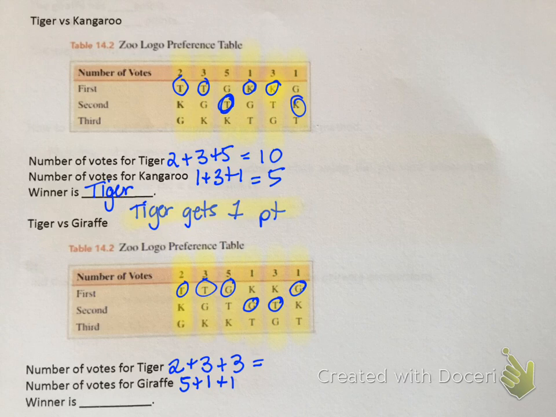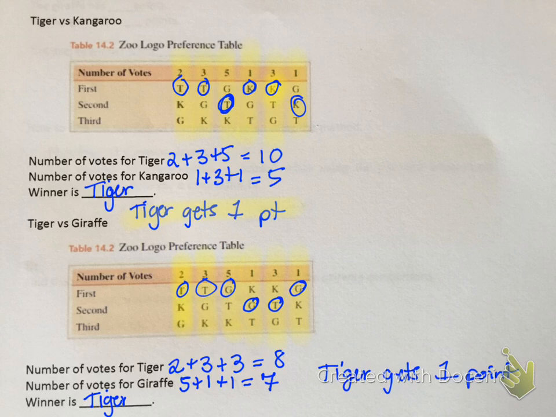So Tiger is 2 plus 3, that's 5. 5 plus 3 is 8. And Giraffe is 5 plus 1, which is 6. 6 plus 1, which is 7. So the winner is Tiger. So Tiger gets 1 point.